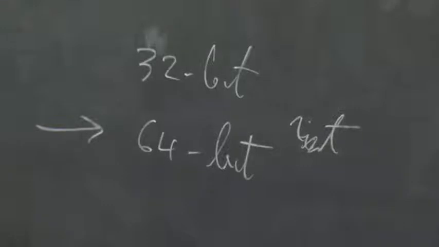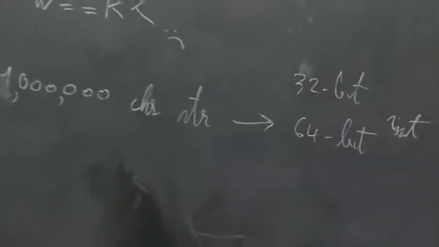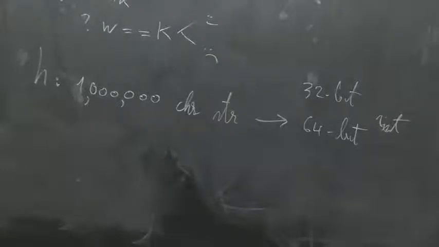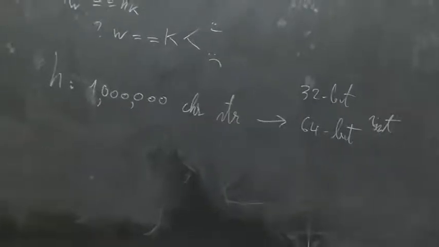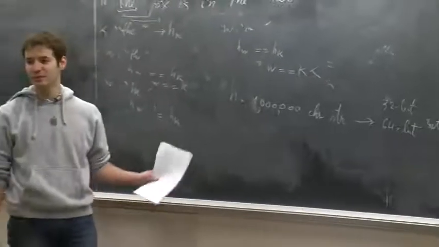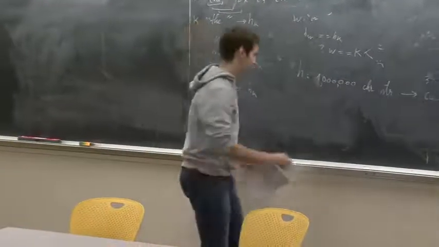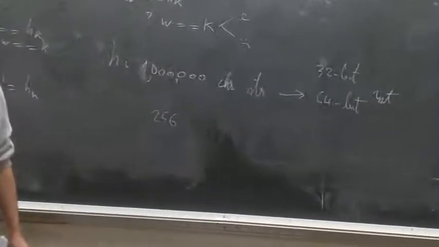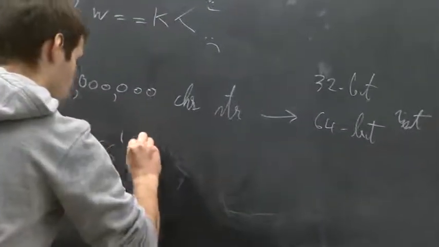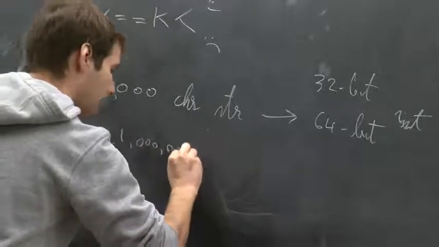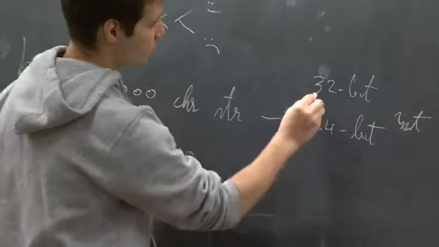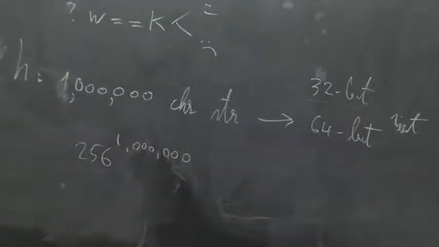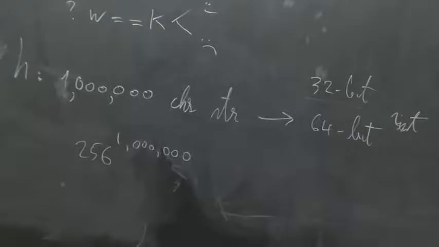Okay, so what's the universe size for this function? How many 1 million character strings are there? How many characters are there? Excellent. Let's say we're old school and we're doing ASCII. We don't care about the rest of the world. 256 characters? Okay. To the 1 million power. Cool. Let's say we're working on an old school computer, and we have a 32-bit word size. How many possible values for the hash function? 2 to the 32.